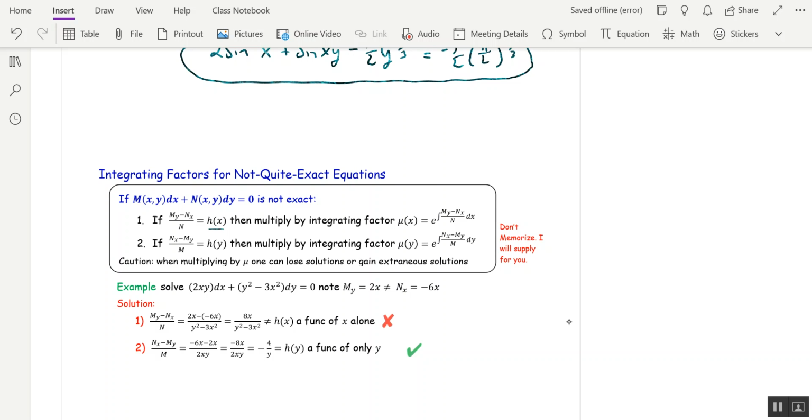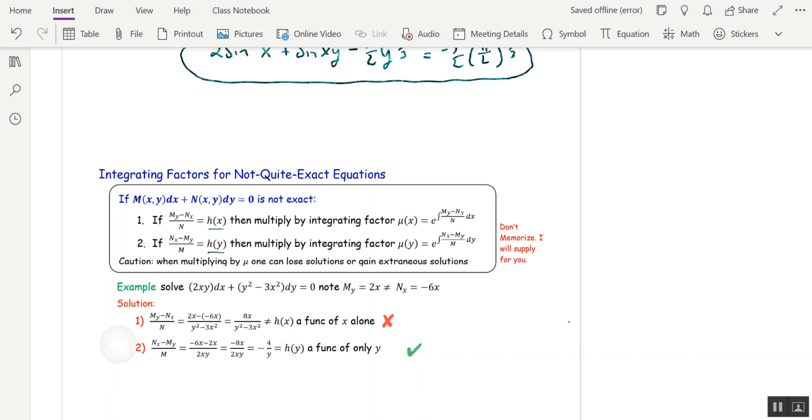If that's not the case, you could try this one. If nx minus my over m is just a function of y, then you can find this integrating factor, multiply through, and you'll get an exact equation. So let's look at an example right here.